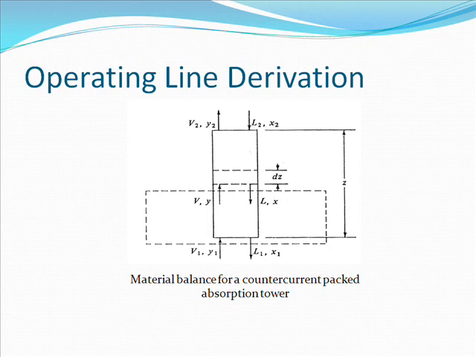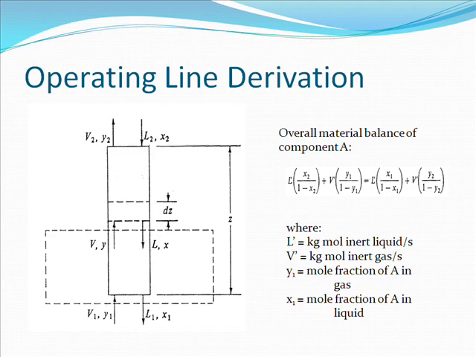Here is a simple illustration of a packed absorption tower. Packed towers are designed in a manner that the streams flow countercurrent, or in opposite directions, with one another. The gas, whose total flow is represented by V, flows upward, while the liquid, whose total flow is represented by L in the illustration, flows down. Based on this illustration, the overall material balance of component A, or the solute, will be as shown in this slide.